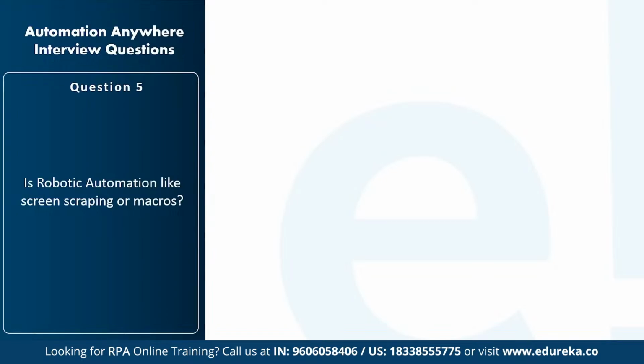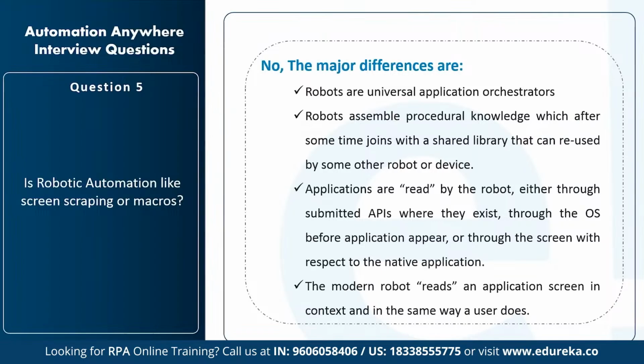Now this is one of the most popular confusions that people all the time have, that is robotic process automation only respective to screen scraping or doing simple tasks. Well, let me clear your confusion and tell you that the answer is no. So robotic process automation is basically a generation from old technologies like screen scraping or macros.